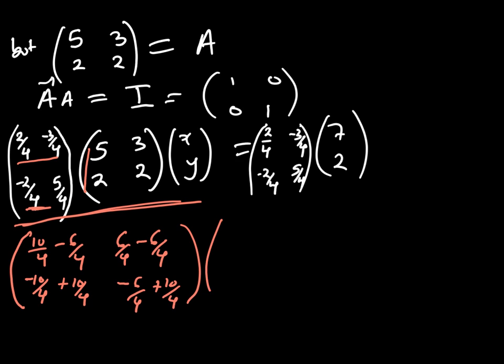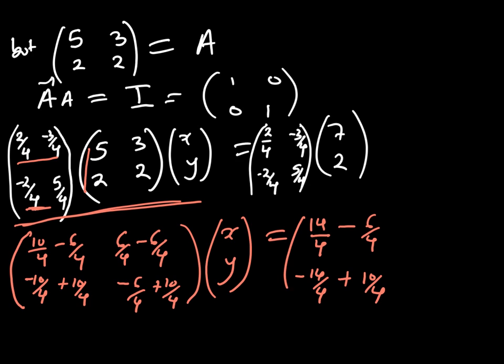Okay, into x, y equals, so let's do the other side. Okay, 2 times 7 is 14. Okay, so here I have 14 over 4 minus a 6 over 4. Okay, then down now it is negative 14 over 4 plus 10 over 4. We are done multiplying that side. So what do we see here? 10 minus 6 is a 4. 4 over 4 is 1. So this is 1, this is 0, this is 0, and this is 1.